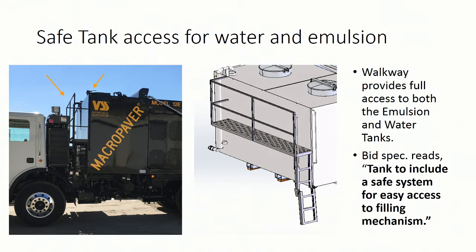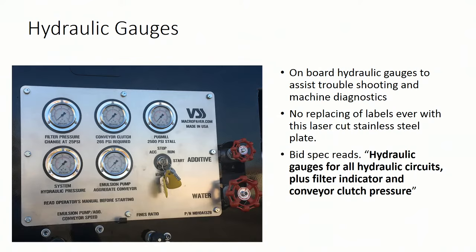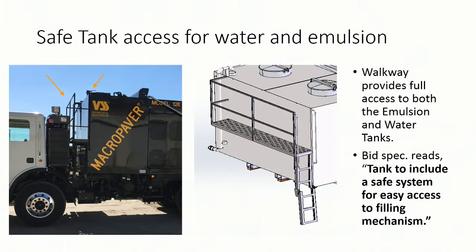We also have a safe tank access all the way across the front of the machine. We've got a ladder which easily stays in an upright position for transport and comes down for easy access up and fully across, providing access to both the emulsion and water tank. And I guess I'm pointing out in bold in some of these things, these were bid spec items that we are complying with. They're also standard features on the macro paver.